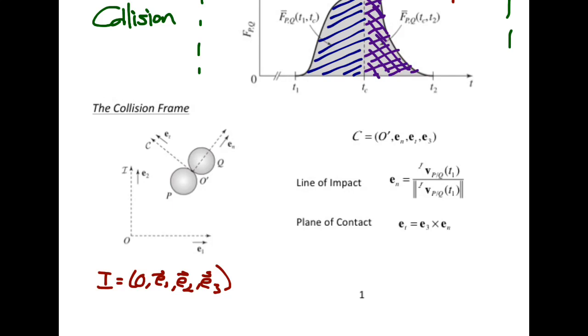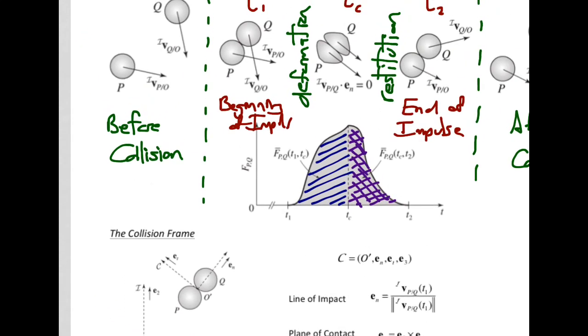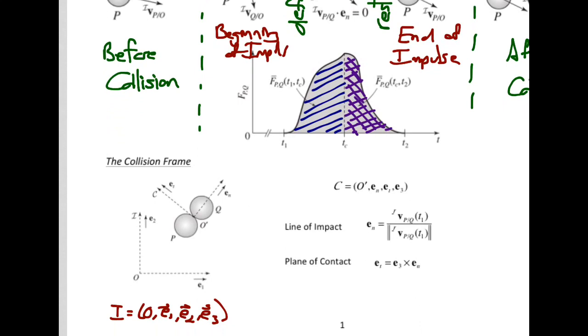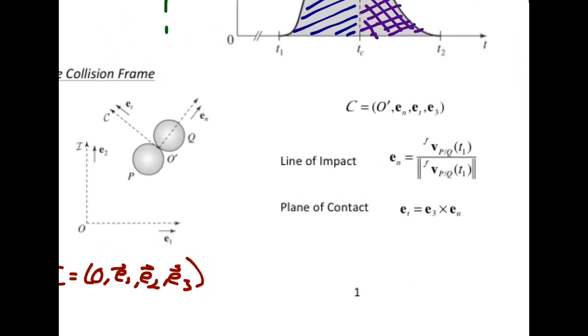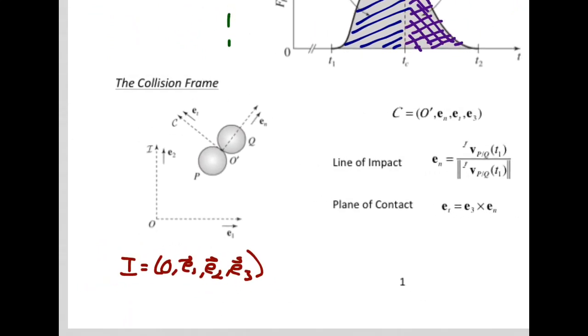And this collision frame will be defined by the beginning of the impulse through the end of the impulse. And so this point here is going to be exactly the same at T1 as it is at T2, because remember what's happening during an impulse. One of our assumptions during an impulse is that the particles involved don't change position, they only change velocity during, in this case, the deformation impulse and the restitution impulse. So the point between the particles is going to be O prime. That's going to be the origin of the reference frame.